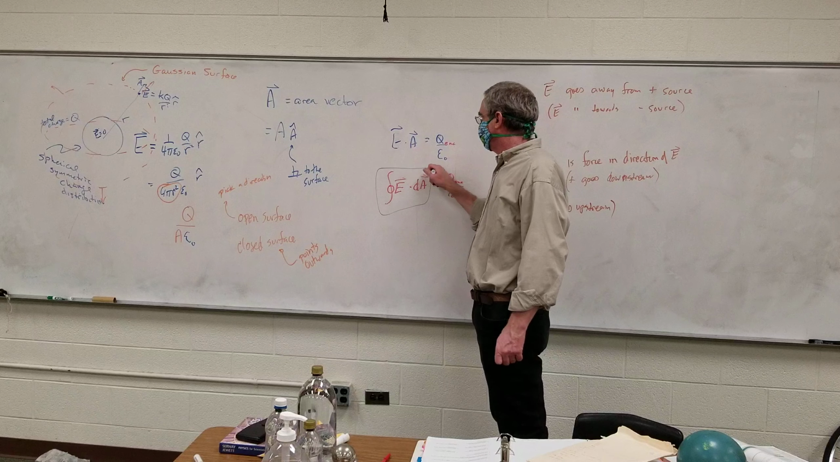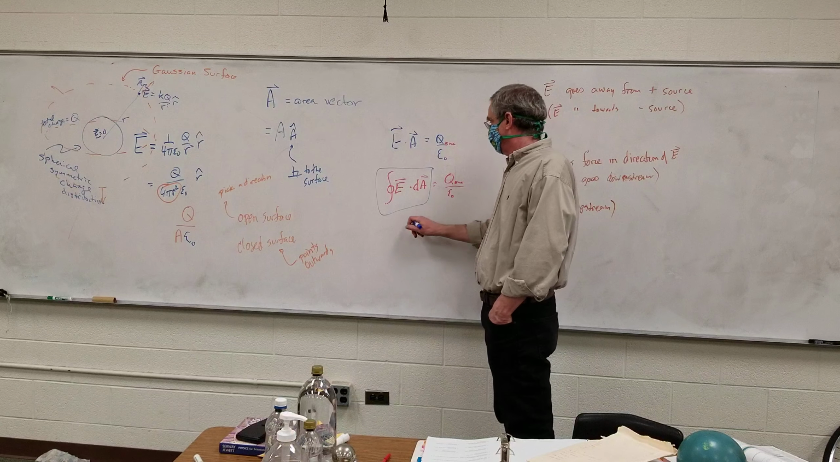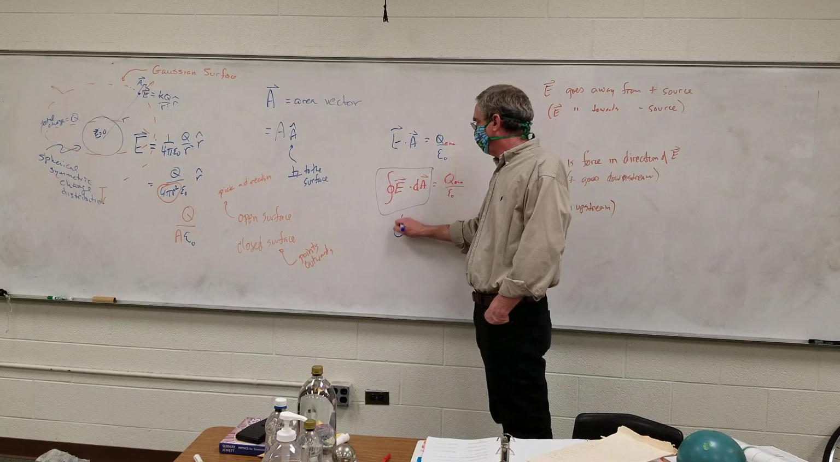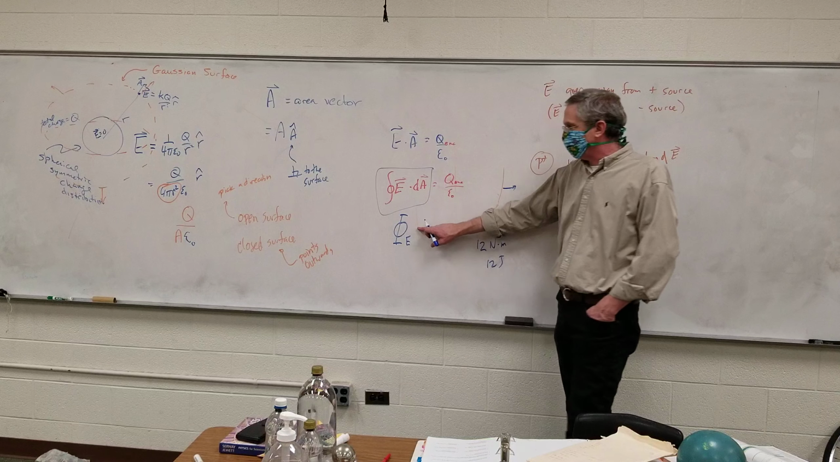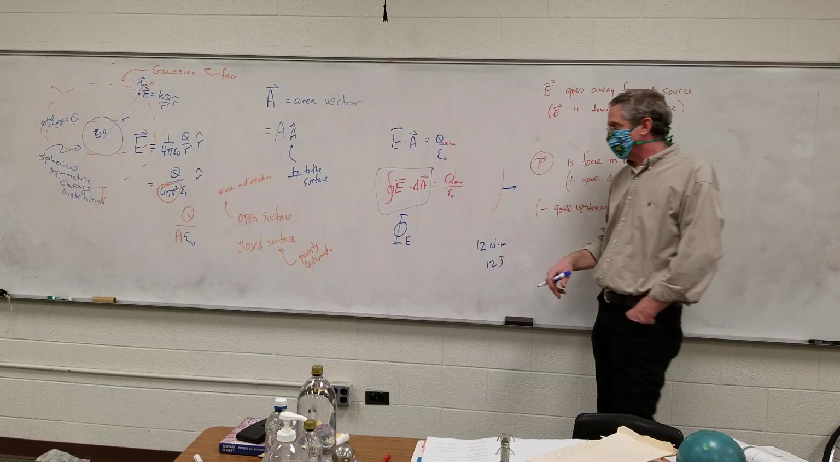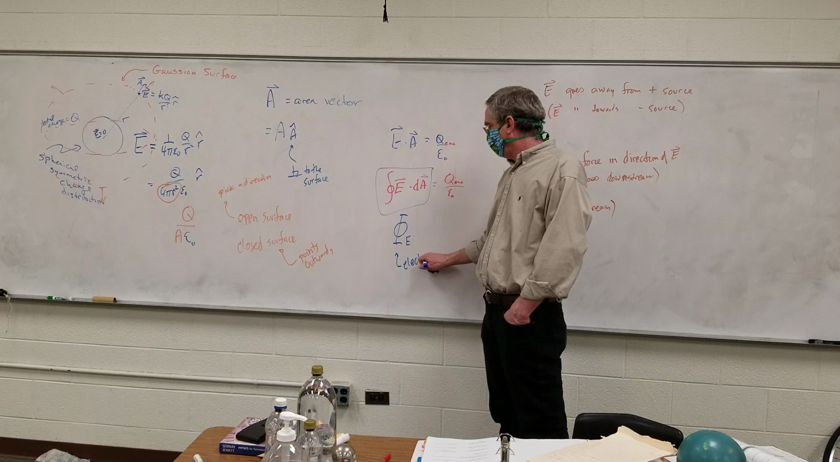This right here has a name. The symbol is a capital Phi with a little subscript E down here. It is a scalar because it is a dot product, as Gage was correct on that. And this is known as electric flux.